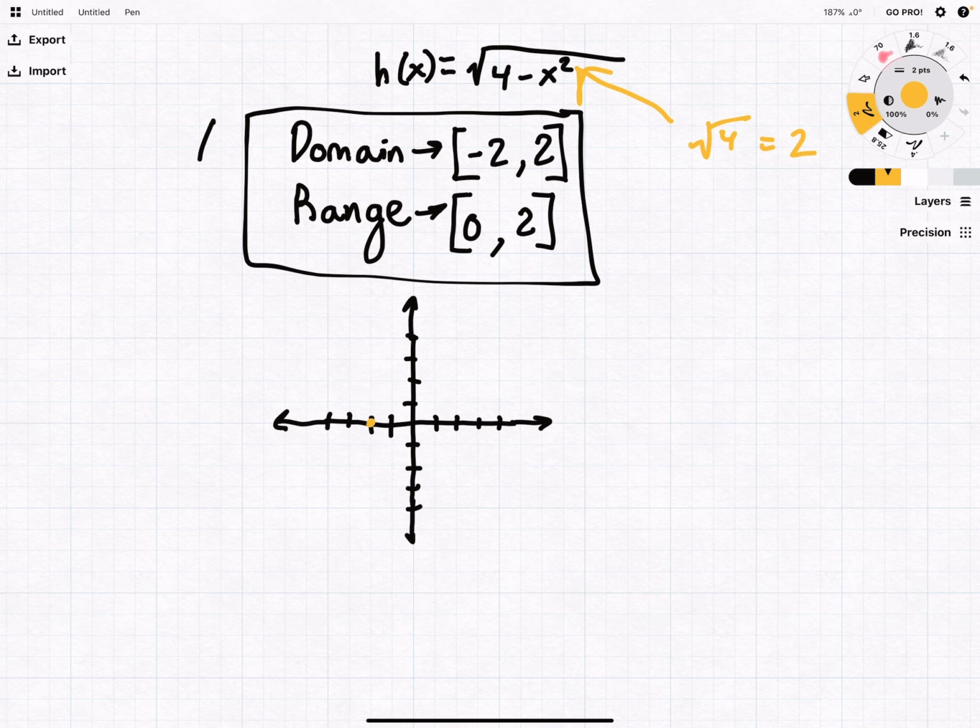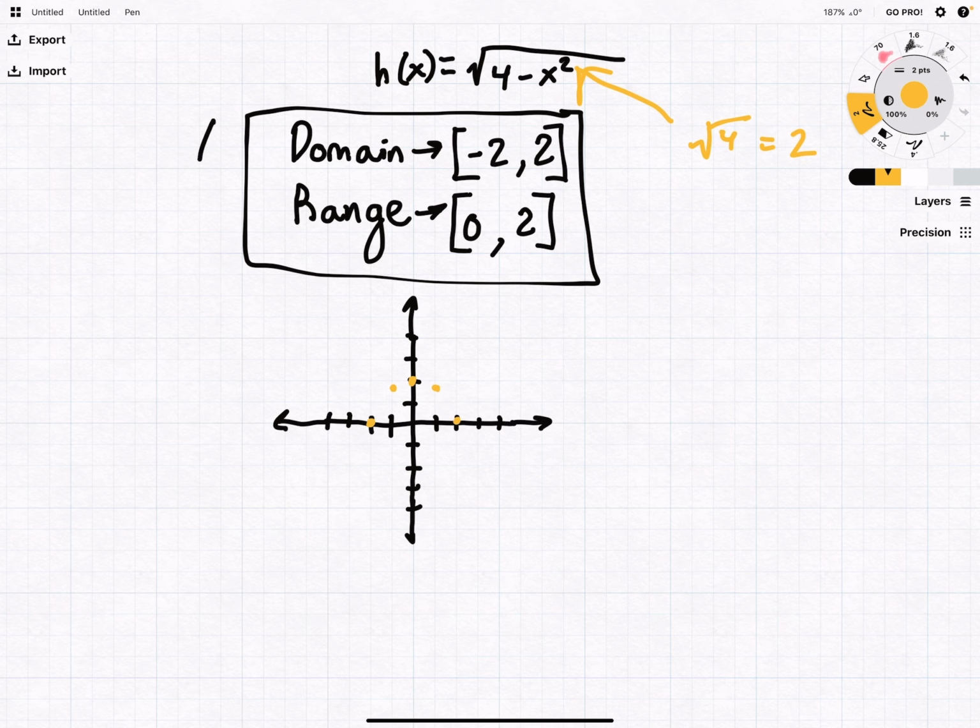Then if we were to plug in -1 for our x value, we would get 4 minus 1, which is 3, and that's under the square root, so it's around 1.7, I think, something like that. So -1 will get us about there, maybe. If we plugged in a 0, well, that would just be 4 minus 0, and the square root of 4 is 2, so that would get us 2. And luckily there is some symmetry to this. So on the other side, if we plugged in a 1, we would get that same square root of 3, so roughly 1.7 or so.